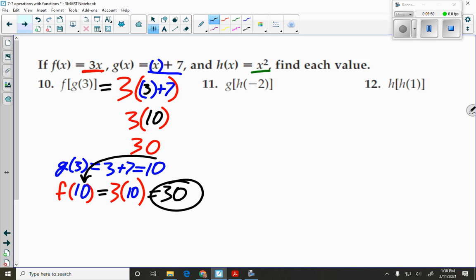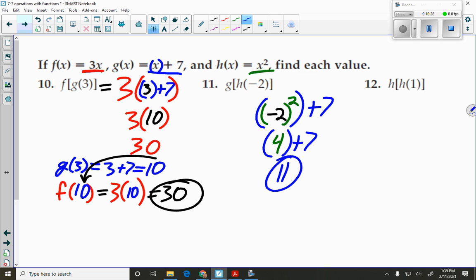So if I want to look at 11 real fast, we're going to grab the negative 2, and we're going to put a negative 2 inside the h equation. Okay, h. So that's an x squared. So I'm going to put that x squared. So I'm replacing the x with a number. And then I'm going to put that inside of the g equation. And the g equation was an x plus 7. So working inside out, negative 2 squared is a positive 4. And a positive 4 plus 7 is an 11. And then that's your solution.